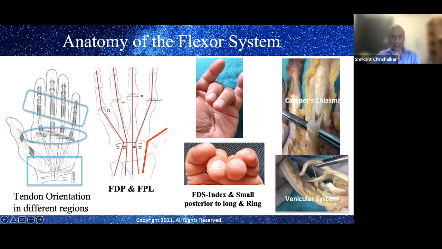We can see that the index and small finger flexor digitorum superficialis is posterior to the long and ring finger superficialis, at the level of the wrist. When the flexor tendon has split into two slips, it creates an opening, and that opening is called Camper's chiasma. When you lift the tendons up, you see that they receive blood supply in the form of a vincular system, labeled as vincula longum, that is long vincula, or short vincula system.